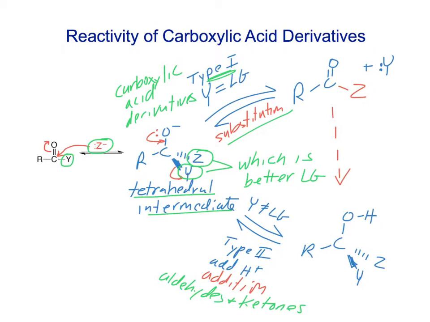And in general, what this means is if we're going from a more reactive to a less reactive carboxylic acid derivative, it will go in that direction. But if we're trying to go from a less reactive to a more reactive, then it's either not going to go, or we have to do some tricks to make it go. Okay?